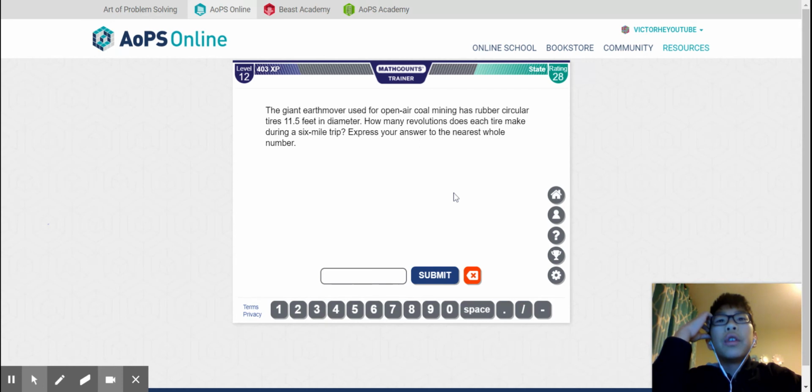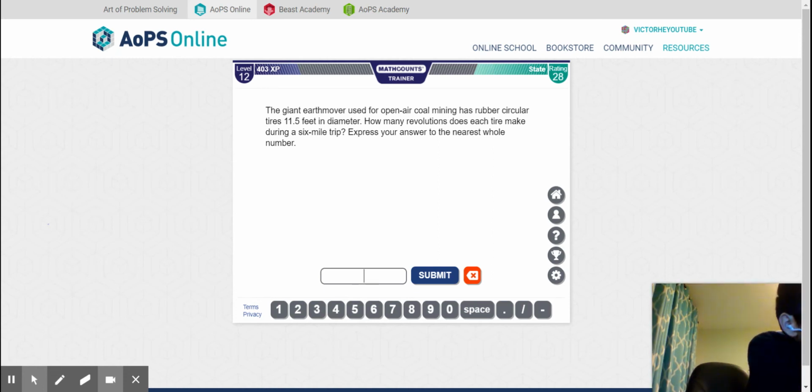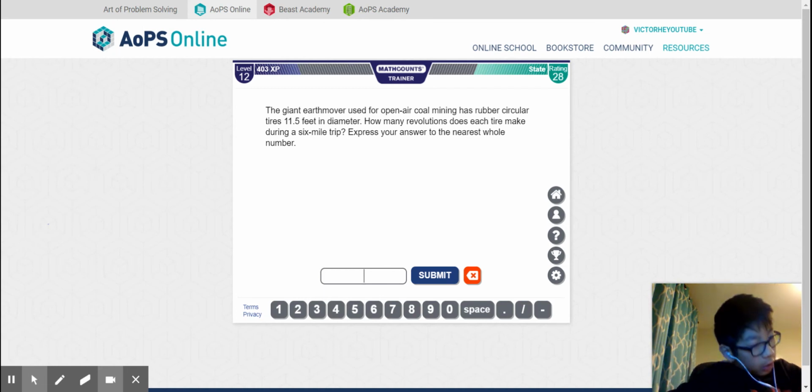The giant earth mover used for open air coal mining has rubber circular tires 11.5 feet in diameter. How many revolutions does each tire make during a 6-mile trip? Express your answer to the nearest whole number. Okay, if it's 11.5 feet in diameter, the circumference is 11.5 pi, which is 11.5 times approximately 3.14. So I'm gonna get some paper. Give me a moment, guys.